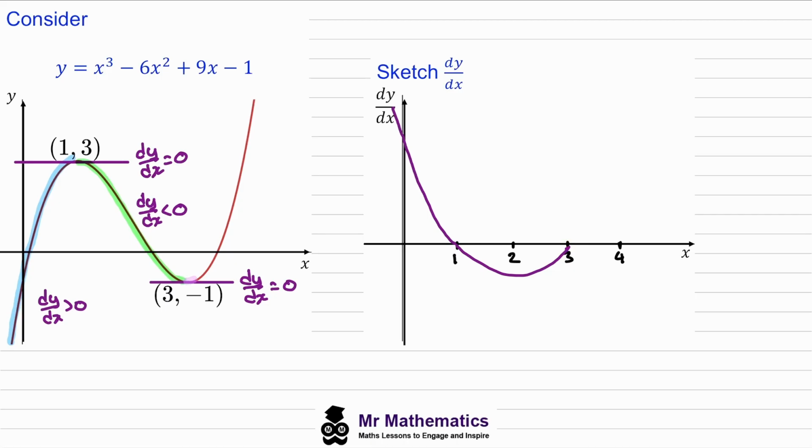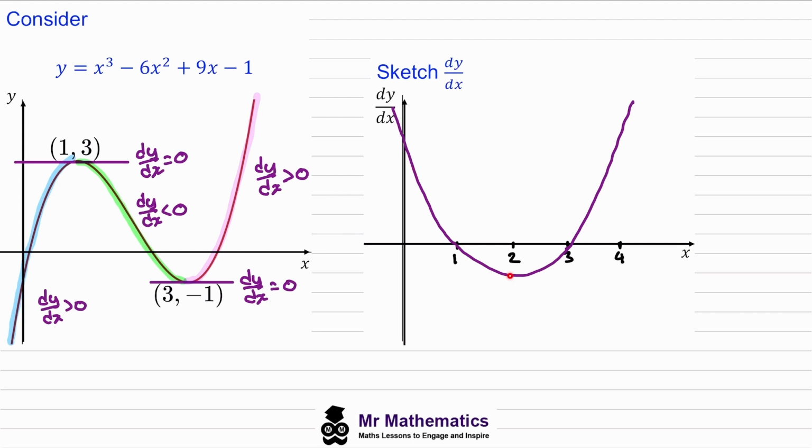And then carrying on along the curve for increasing values of x, you can see this is an increasing function again. So dy by dx will become greater than 0. So our gradient function will be above the x-axis. So this will be our gradient function for this cubic equation.